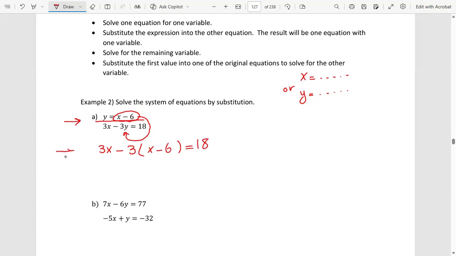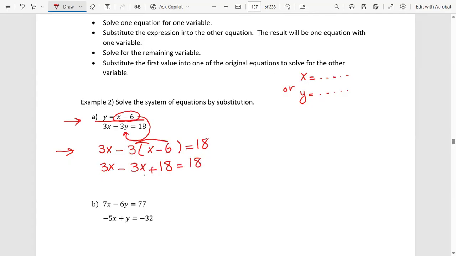Now I have a linear equation that has only one variable, x, and I'm going to solve this one to find the x. To solve a linear equation, we need to simplify first. We need to drop the parentheses, combine like terms, and then find the x. So let's distribute to drop the parentheses first. Negative 3 times x is negative 3x. Negative 3 times negative 6 is positive 18.